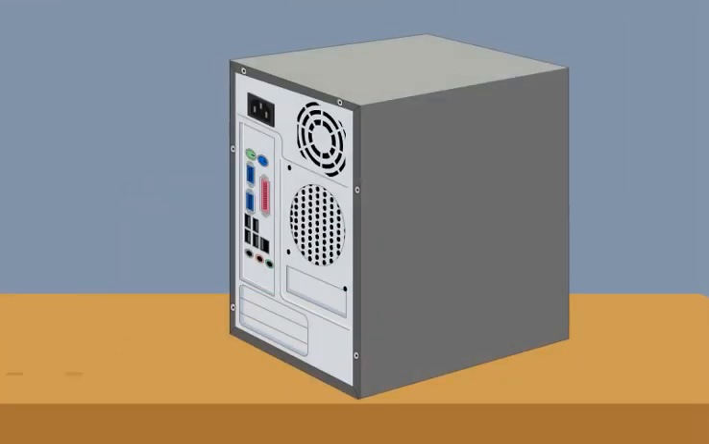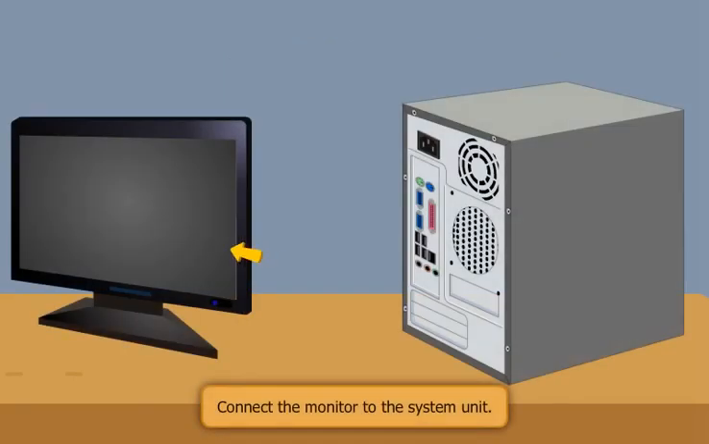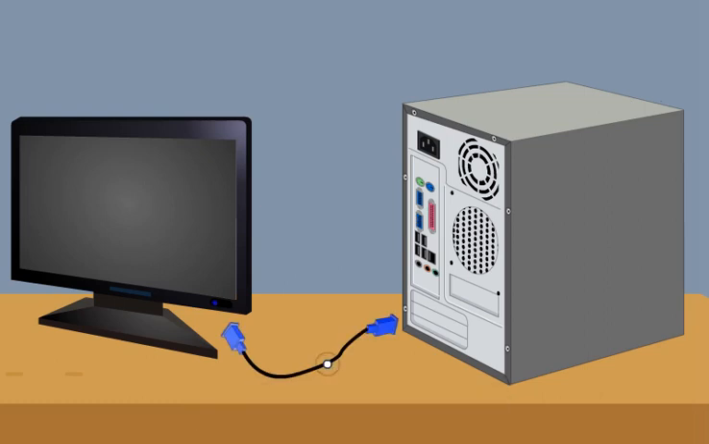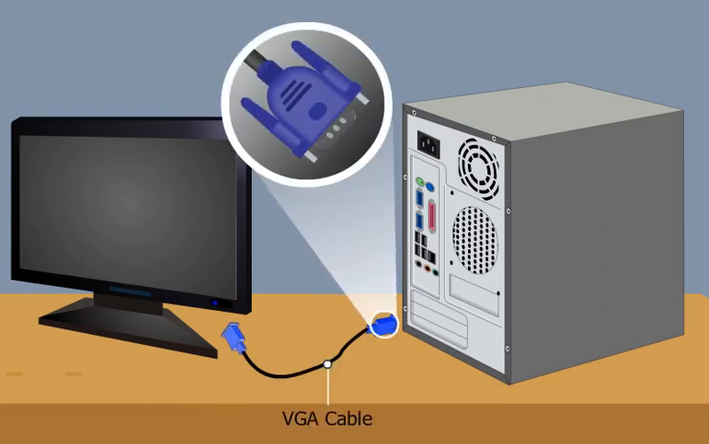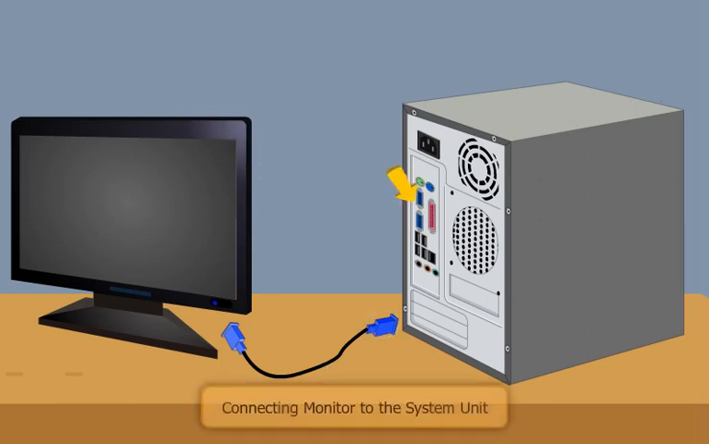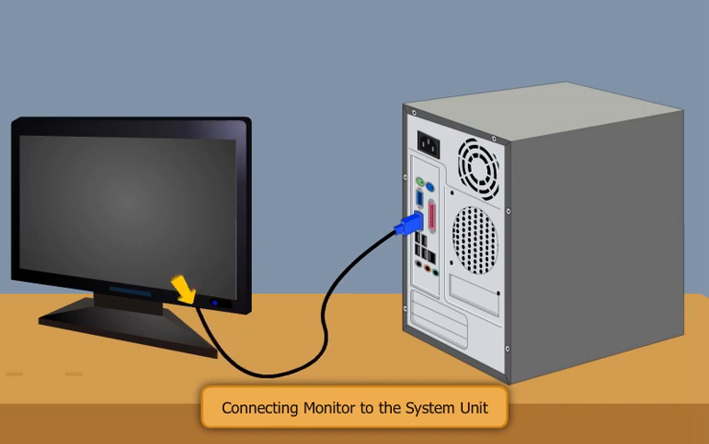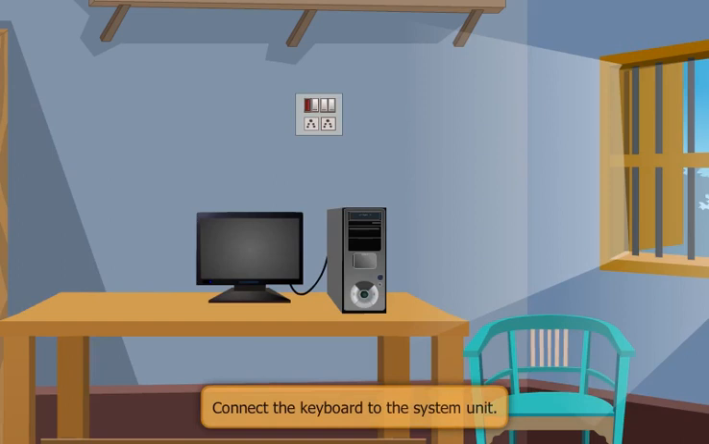Look at the rear portion of the system unit. It has all various connection slots or ports for connecting various devices. First, connect the monitor to the system unit. This is the video port of the system unit. It is called VGA port. This is the VGA cable of the monitor. The color of the video port and the connectors of the VGA cable is blue to make them easier to identify. Now, connect one end of the VGA cable to the video port on the system unit and the other end to the monitor.